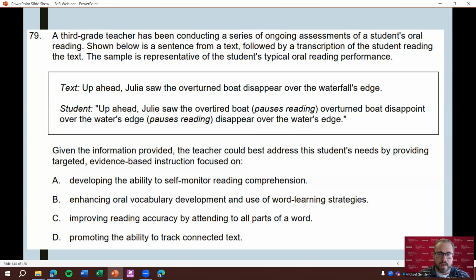So A is something we talked about to help comprehension, but how do I know that she doesn't need to develop the ability to self-monitor? Because she's self-correcting, right? Self-correcting is my evidence that she is already self-monitoring and I don't need to work on that. And then for B and D, these are also things that we don't have any evidence of being concerned about.